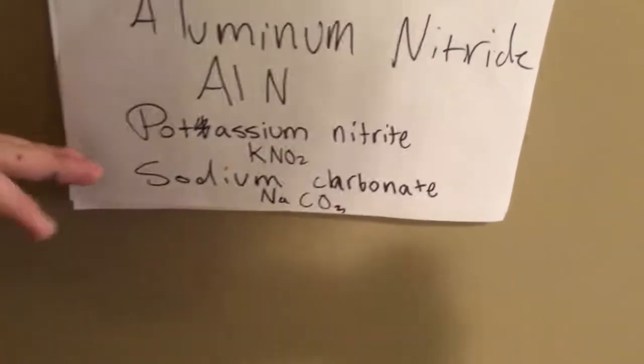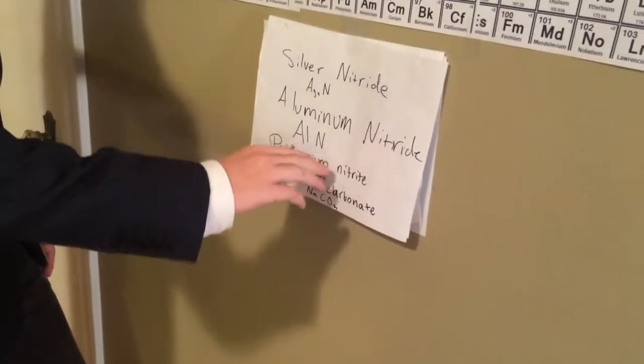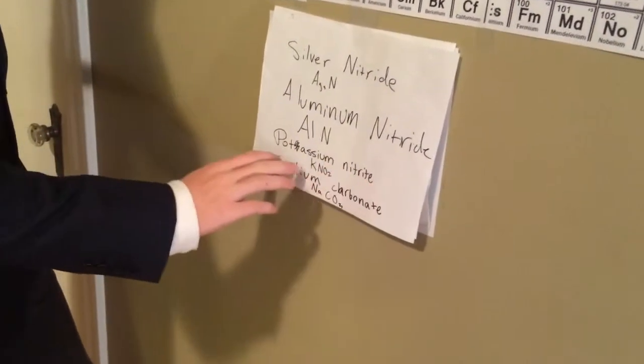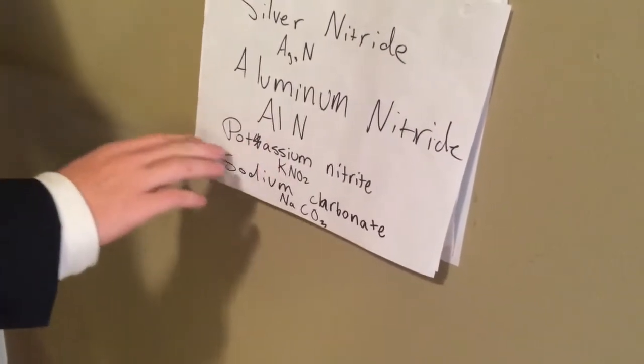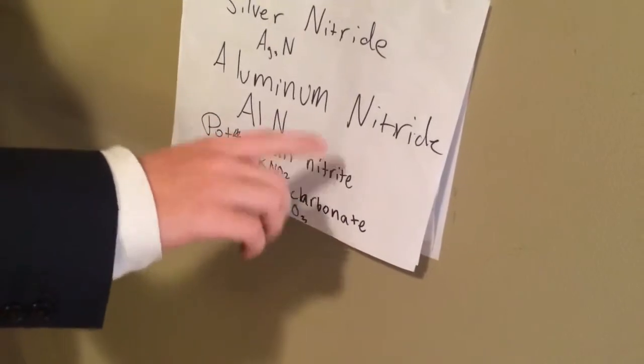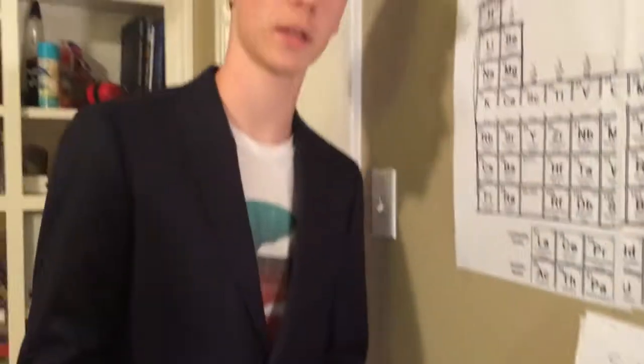Now here we have these metals with a polyatomic ion. Simply take the metal and the polyatomic ion and just stick them together. You don't need to change any endings or prefixes, just potassium nitrate.